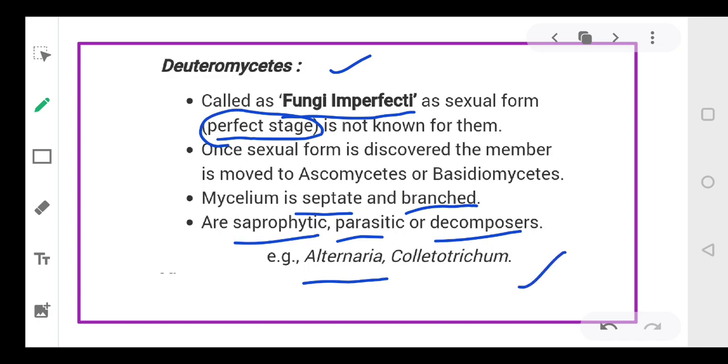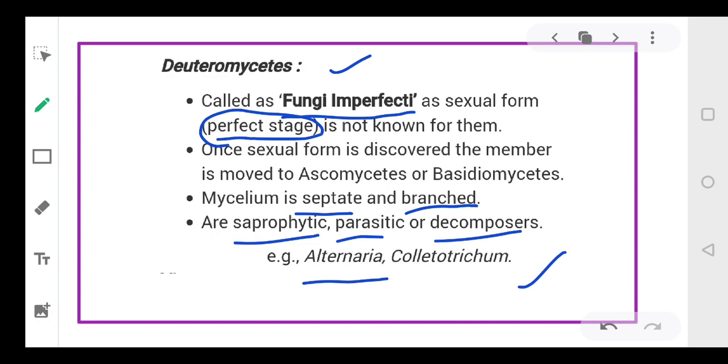So here no perfect stage of sexual reproduction is present, and if a perfect stage of sexual reproduction is discovered, then they will not be kept in Deuteromycetes. They will then be moved to Basidiomycetes or Ascomycetes. Okay, clear everyone? So here the sexual form of reproduction is not perfect, not clearly defined.